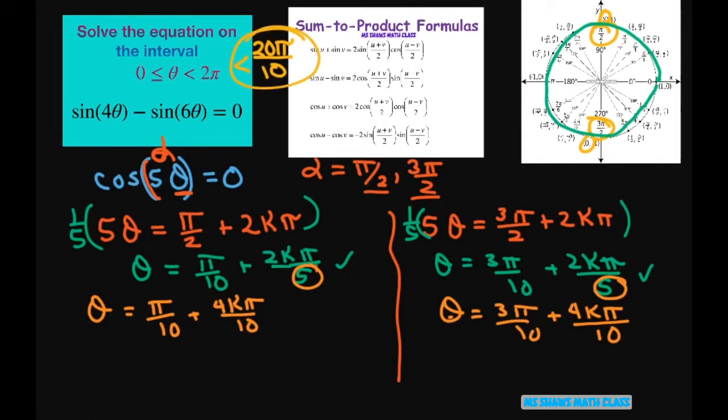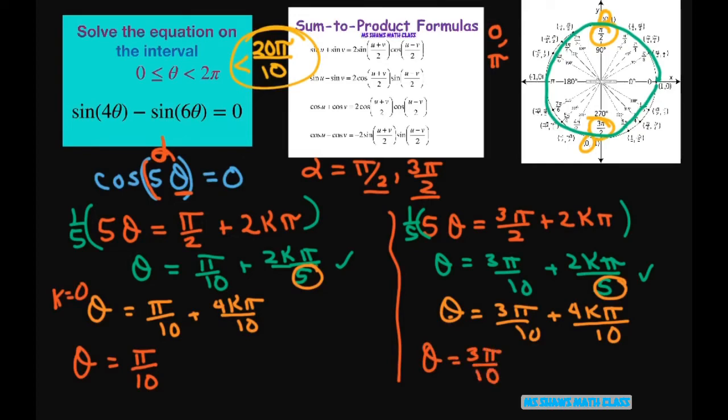All right, so first of all, we already had our two solutions, 0 and pi. I'm just going to stick them up here for now so I don't forget. That was for our sine of theta equals 0. So if I let k equals 0, we're going to get theta equals pi divided by 10. And this one we're going to get theta equals 3 pi divided by 10.